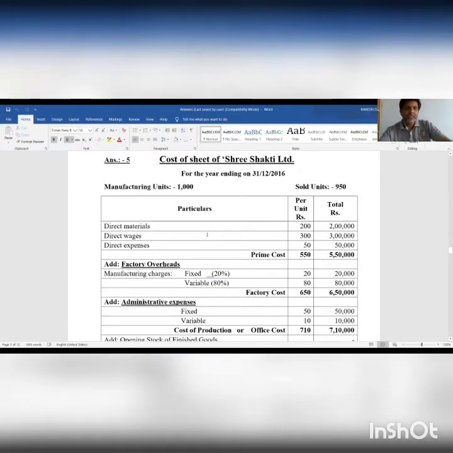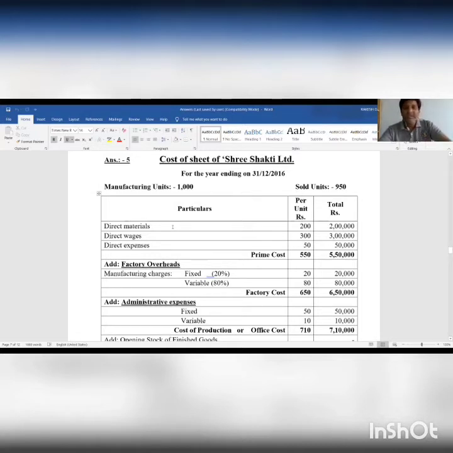First, the cost sheet of Sri Shakti Limited for the year ending 31st December 2016. In 2016, the manufacturing units are 1,000 units and the sales units are 950, as given in the first paragraph. It means there are 50 units in stock of finished goods at the end of the year.